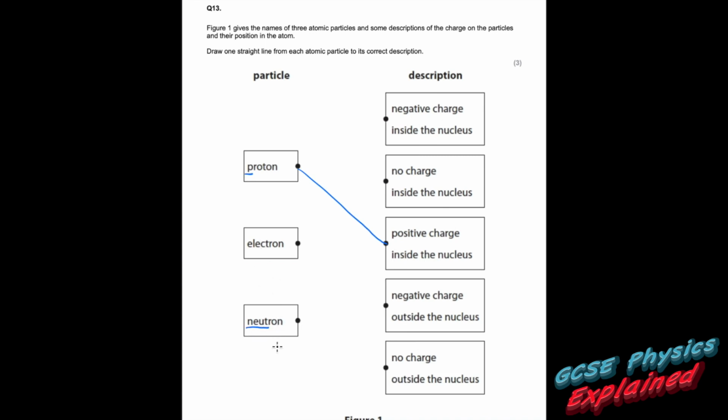Neutron is neutral. So it's got 0 charge. So no charge, and it's inside the nucleus. So that's that one. And the electron is negative charge, and that's in the shells outside the nucleus. So remember, protons in the middle, P, neutrons in the middle, N, and then orbiting around the outside in the shells are your electrons.